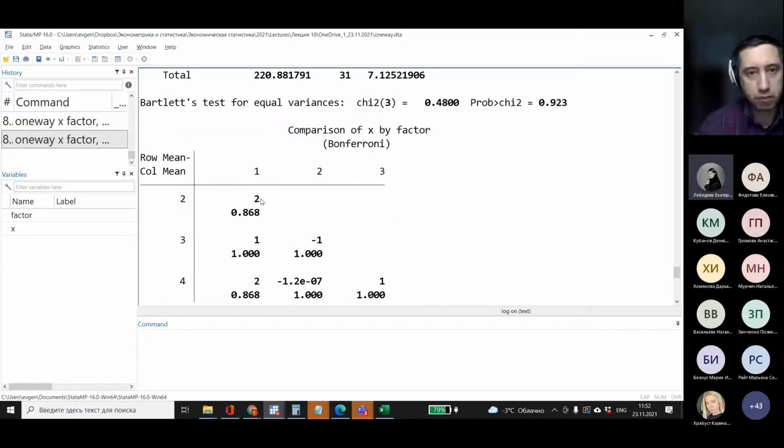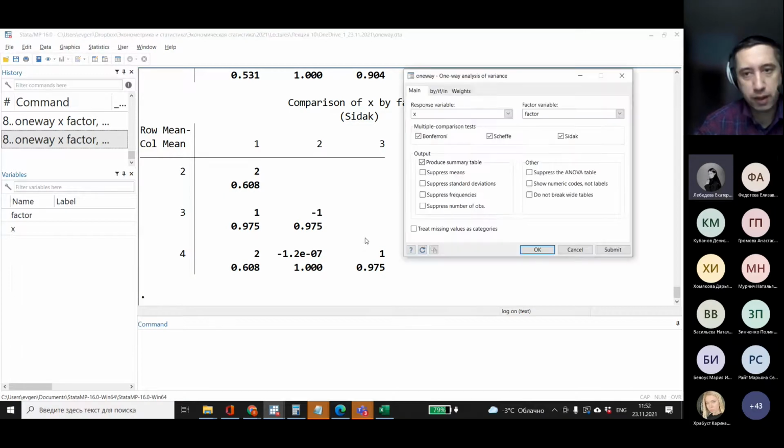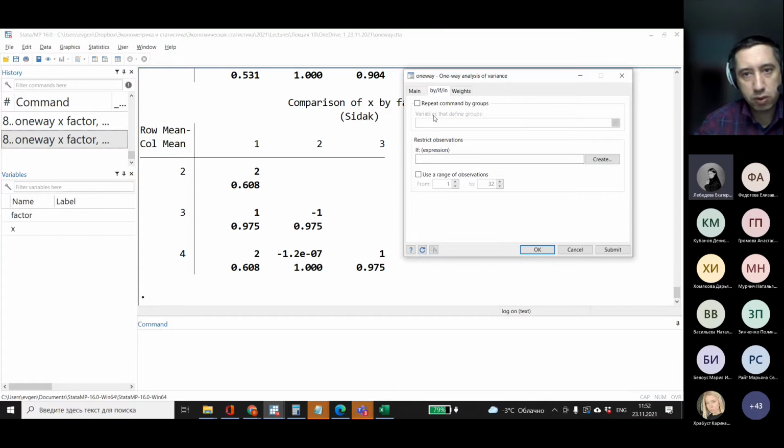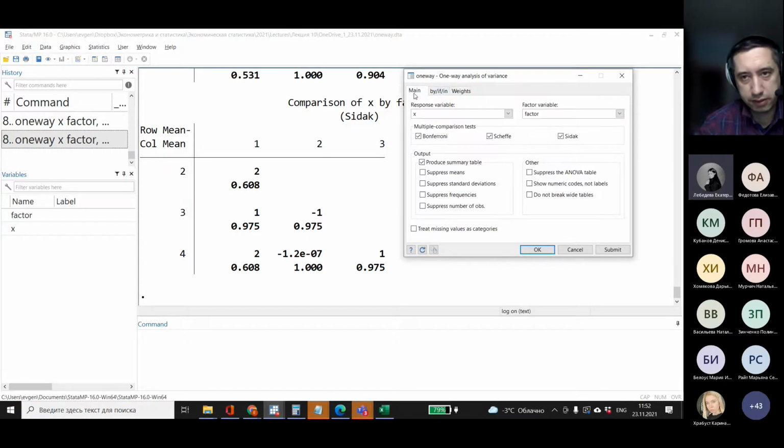for example, 2, well, we need to use these tables when we reject the null hypothesis, and we need to find the largest average or the smallest average. Well, and about the question, so also you can use if statement and weights. You can use weights, frequency weights, or analytic weights, but we won't discuss it in this course.